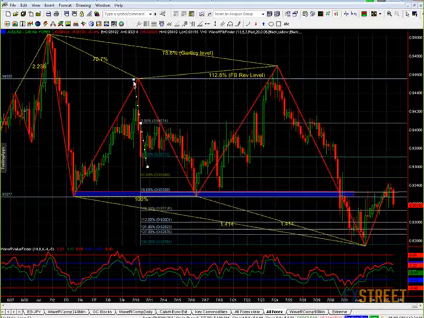Now, what you can see is that if we call that the A move, and then we get the bounce to the B move, I've now measured this on down, and look where it's come. The 100% is actually lower, but it didn't go to 100%. It went to just beyond 78.6. So a 78.6 move is very, very common indeed.